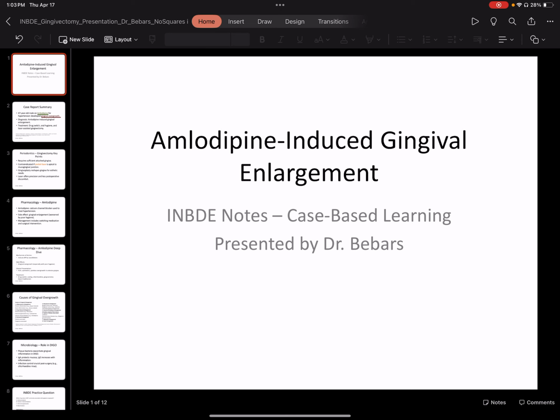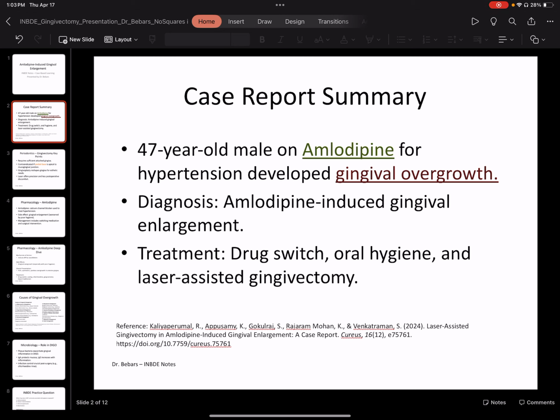Here we have a hypertensive patient who was diagnosed with amlodipine induced gingival enlargement. Our 47 years old male on amlodipine for hypertension developed gingival overgrowth, and based on the medical history, the diagnosis is amlodipine induced gingival enlargement. And the treatment is to ask the patient's doctor to change the medication. We do the oral hygiene routine and gingivectomy.